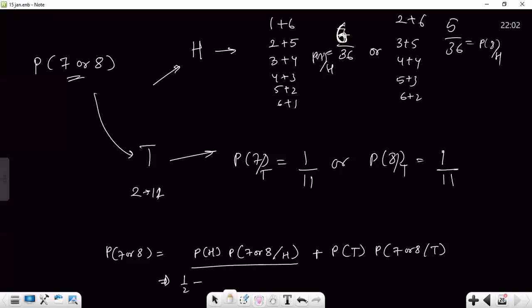Probability of head is half. Probability of getting a 7 is 6 by 36. Probability of getting an 8 when head has come is 5 by 36. I have summed them because there is an or. Probability of getting a tail is half. Probability of getting a 7 when tail has occurred is 1 by 11, plus 1 by 11. So this is how you can solve it, and the final answer will come out as 193 by 792.